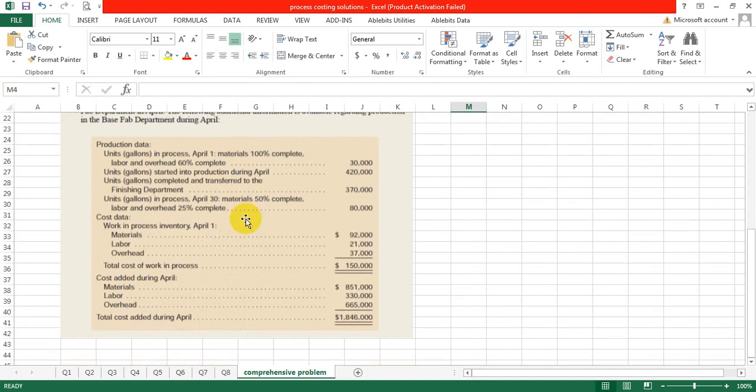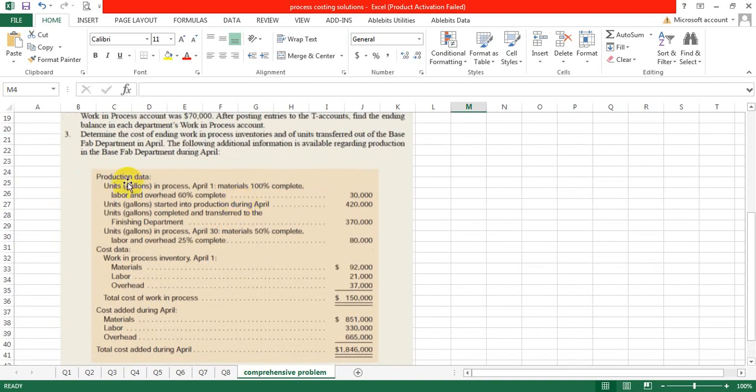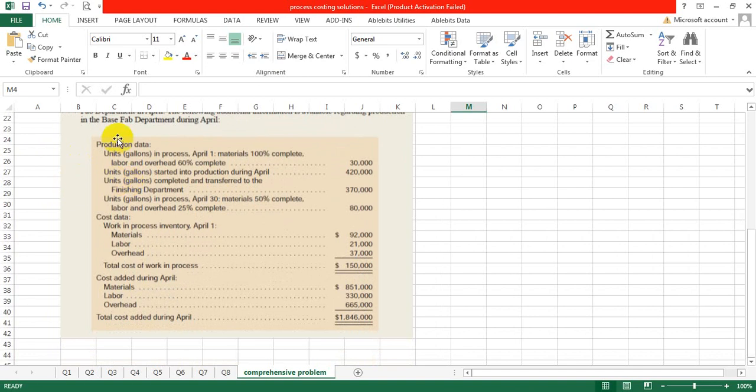The following additional information is available regarding production in the base fab department during April. What is the production information? Units in process April 1st: material 100% complete, labor and overhead 60%. Units started in production during April: 4,20,000. Units completed and transferred to the finishing department: 3,70,000. Units in process at end of April 30th: material 50% complete, labor and overhead 25% complete, not 100% complete, right?